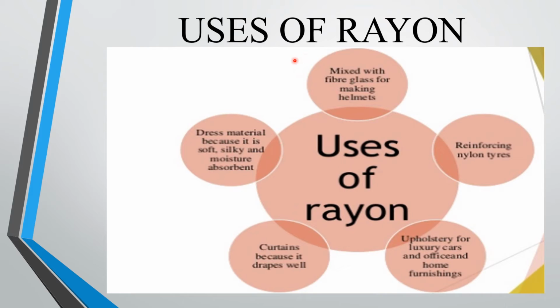Now let us discuss in detail the uses of rayon, that is, how rayon is being used in various ways. The first one is that rayon is generally mixed with fiberglass in order to make helmets, and it is also used in making dress material because it is very soft, silky and moisture absorbent, so that it can be a comfortable dress material to be worn during summer.